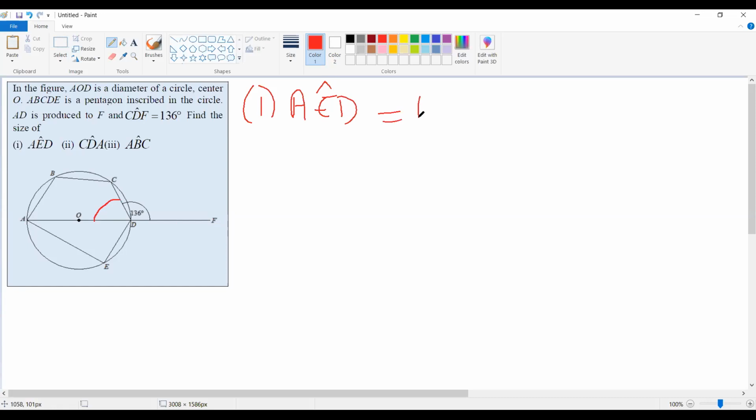180, sir. Correct. So 180 degrees take away 136 will give us 44 degrees. Right, so here is 44.